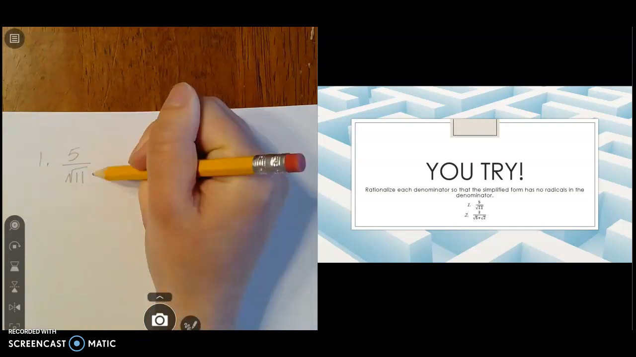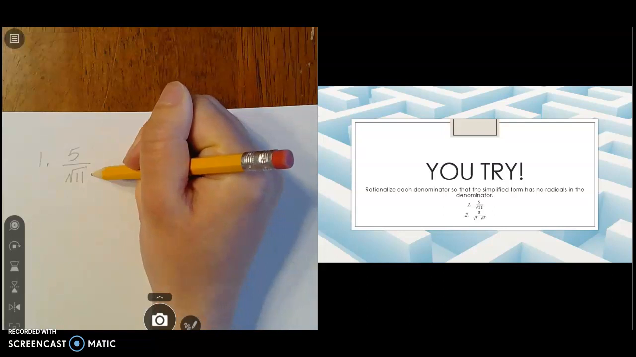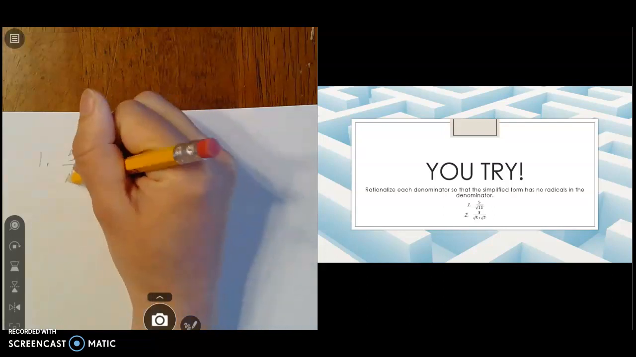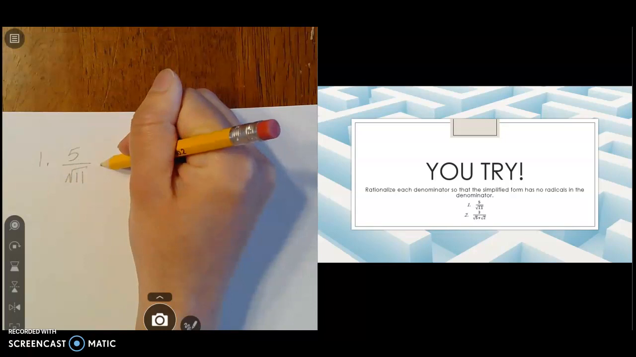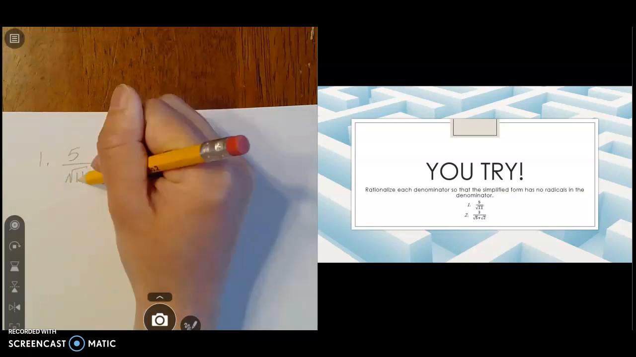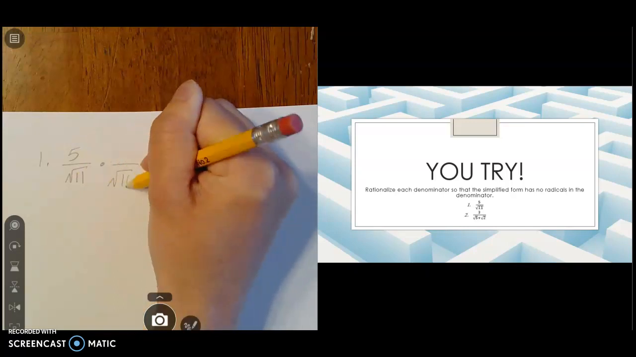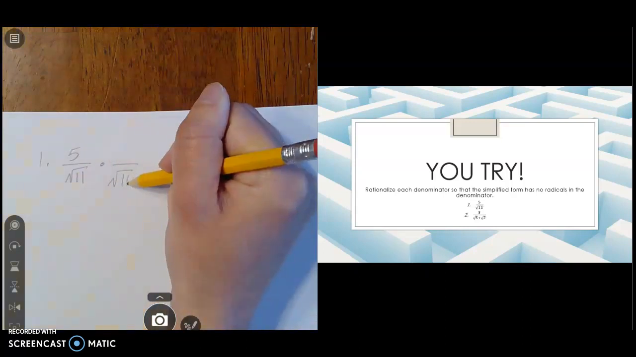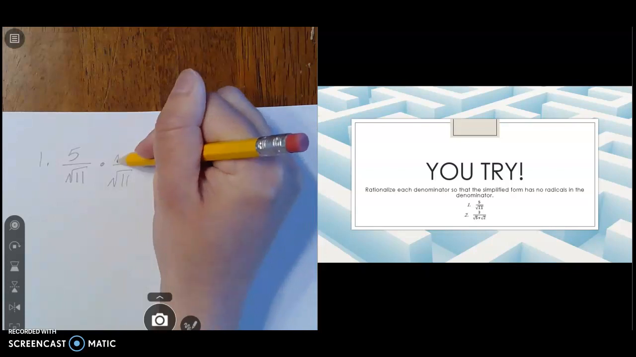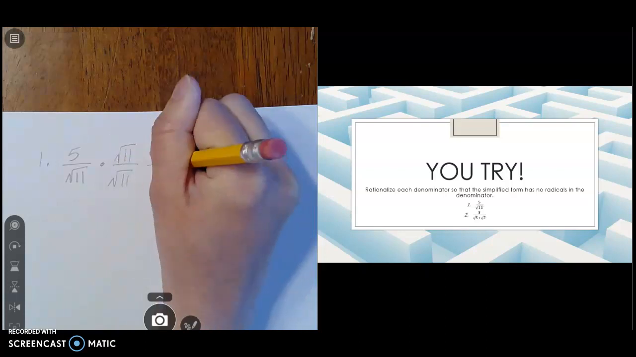So if you want to get rid of the square root of 11, you don't want it in the square root anymore. Well, square roots need pairs, right? Just pairs of 2 to get out of the square root. So I have one 11, I just need one more. Whatever I multiply by in the denominator, I need to do the same thing in the numerator, okay?